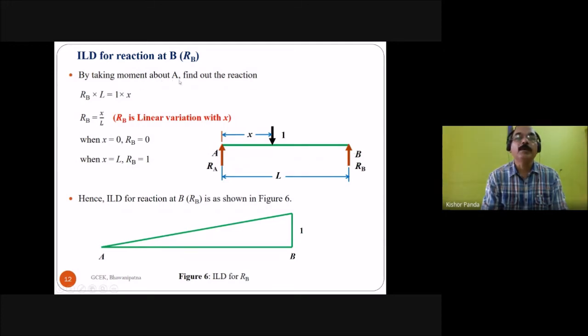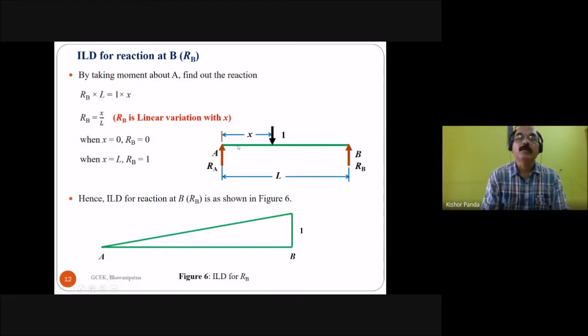By taking moment about A, find out the reaction. Here you take the moment from the support A and find out the reaction. RB into L is equal to 1 into X. Then RB is equal to X by L. So here also you see this is the relation between the reaction and the position of the load. This is the reaction at B and this is the position of the load. RB is equal to X by L, so RB is linearly varying with X.